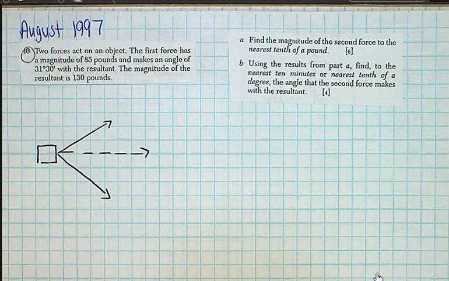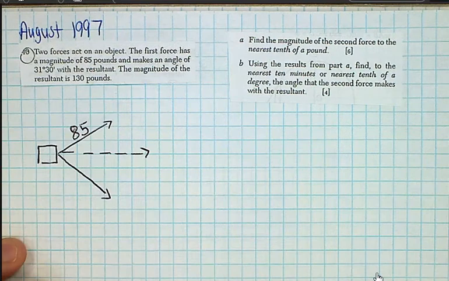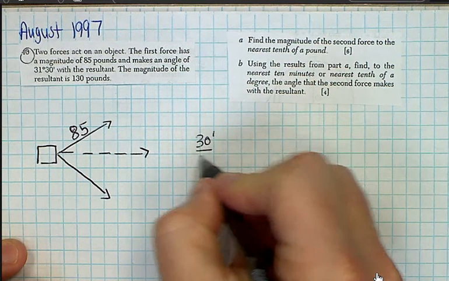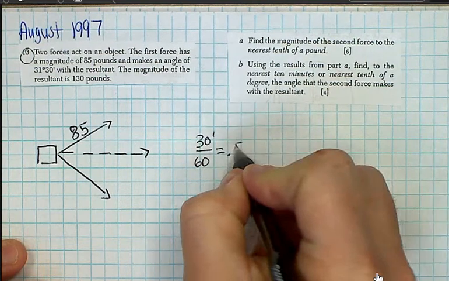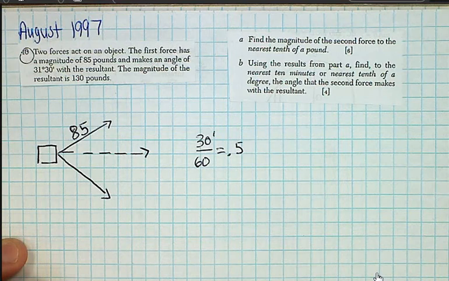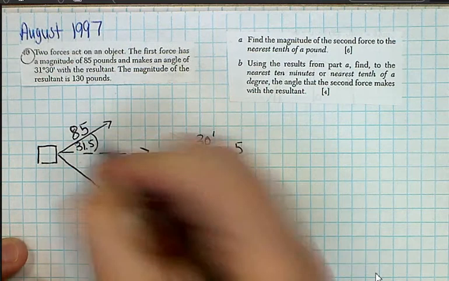The first force has a magnitude of 85 pounds. Doesn't matter which one you label, your first or your second force. The angle is 31 degrees 30 minutes with the resultant. Remember, 30 minutes out of 60, it's going to turn to 0.5. So the angle is 31 degrees 30 minutes, so 31.5 with the resultant. That's this, 31.5. That's that angle in here.